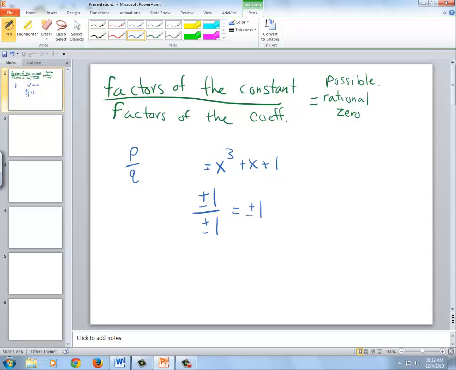So make sure I write that equals f of x. So we have to check f of 1 and plug in each of these values and decide whether it equals 0. And this does not equal 0. And you can try it out for yourself if you like. Or f of x, where x is negative 1, also does not equal 0. So for this particular equation and function, we have no rational zeros.